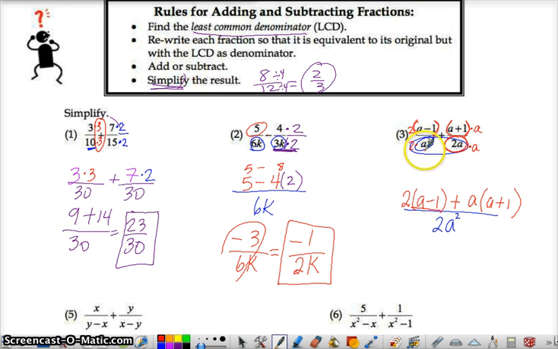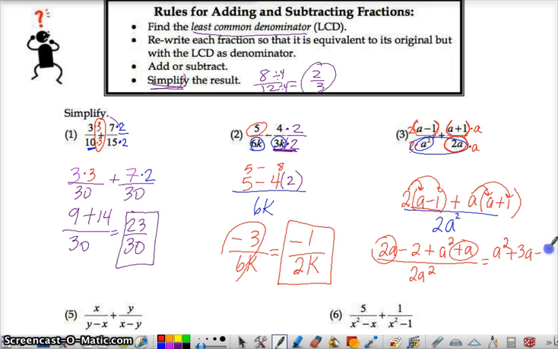So to get this common denominator, 2a squared, I've got to multiply by 2 in the top and bottom, so it's 2 times this quantity. To get this to become 2a squared, I've got to multiply by an a on top and bottom, so I get a times a plus 1. Now I'm going to do the distribution, and I'm going to combine my like terms. So I get 2a minus 2 plus a squared plus a all over 2a squared. Combine your like terms, I have an a squared, I'm going to put it in descending order. Positive a and positive 2a is positive 3a, and then my minus 2 over 2a squared.